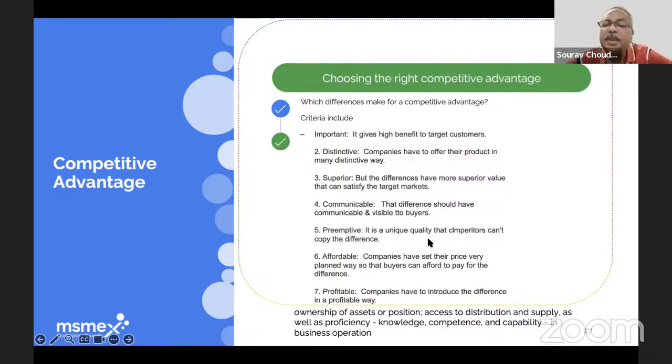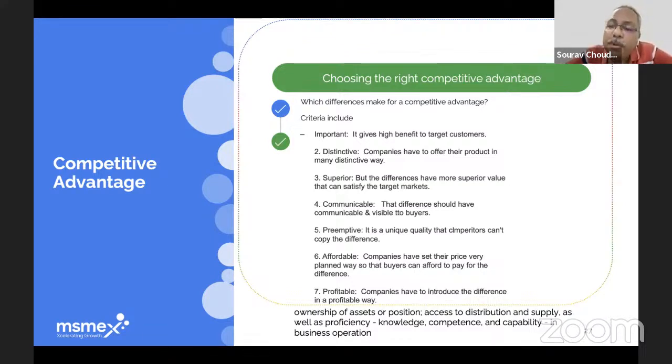Preemptive. Preemptive means it's a unique quality that competitors cannot copy the difference. That can be a great competitive advantage. आपने ऐसा प्रोडक्ट बनाया कि कंप्यूटर किसी भी हाल में उसको कॉपी नहीं कर सकता। ठीक है? So sometimes the designs are so unique that the competitor cannot copy it. Technology is so unique that competitors cannot copy it.